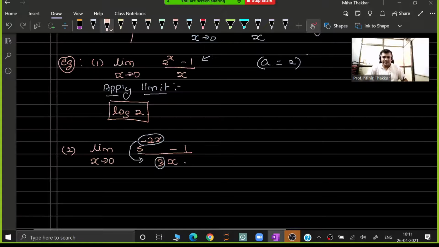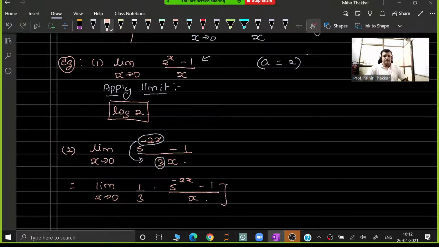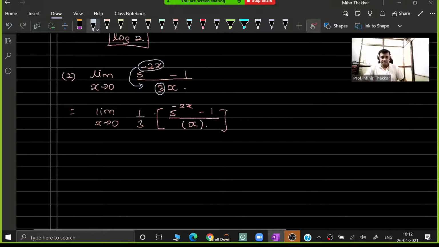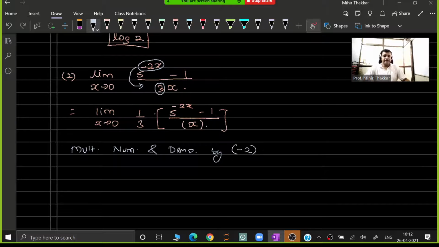What I can do is I can just write it like this. Limit as x tends to 0. I can separate this 3 as 1 upon 3. And I will write over here 5 raised to minus 2x minus 1 divided by x. So the first thing was I wanted to remove that coefficient of x, so I did that. My next thing over here is that I require minus 2 over here along with the denominator. So in order to do that, the easiest way is I can say multiply numerator and denominator by negative 2.